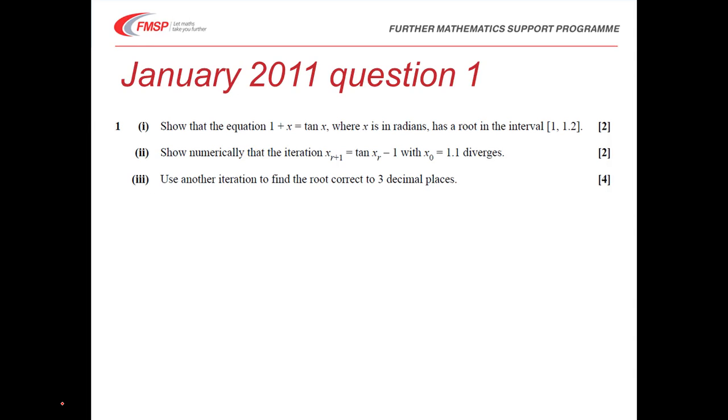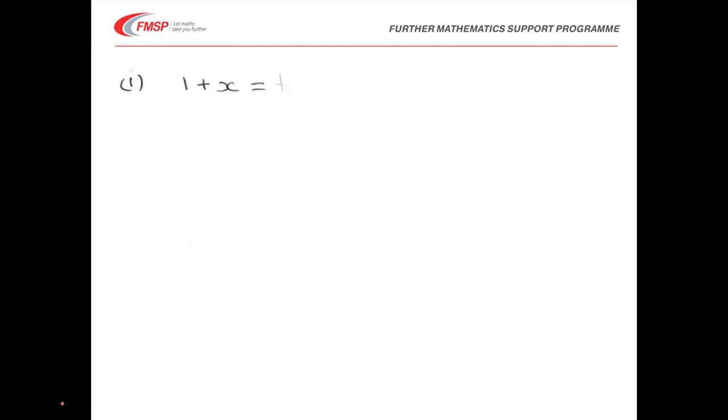Now January 2011, question 1. Again, we've got to show something has a root in a certain interval. We've got to show an iteration diverges, and then we're going to find the root to 3 decimal places. This only has 6 marks on it, so it should be a fairly straightforward question. So we're dealing with that. Make sure we're working in radians. Rearrange it.